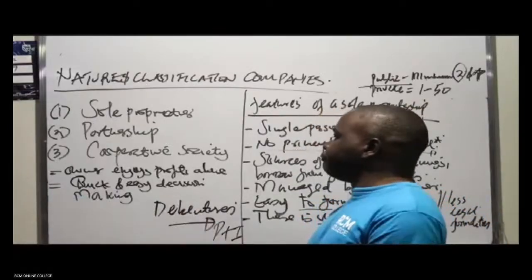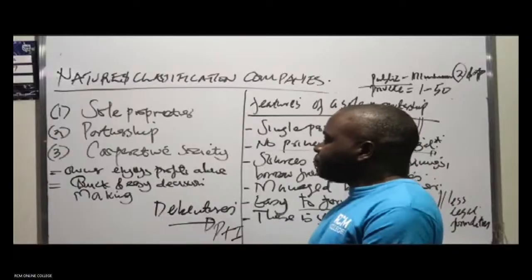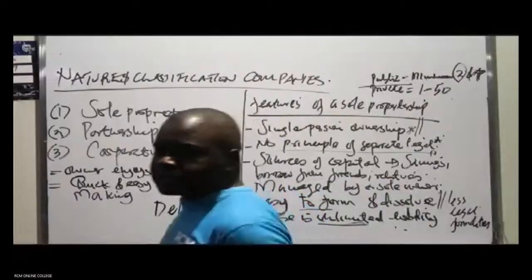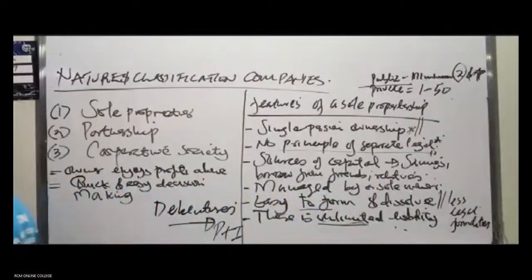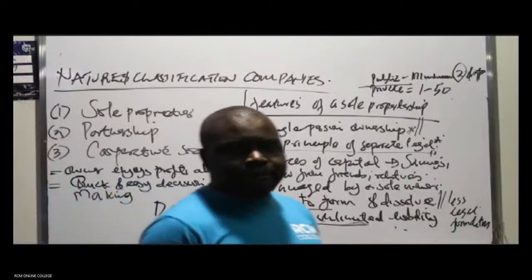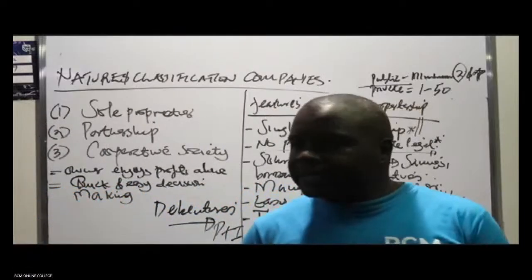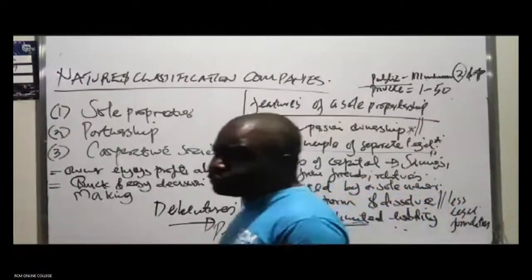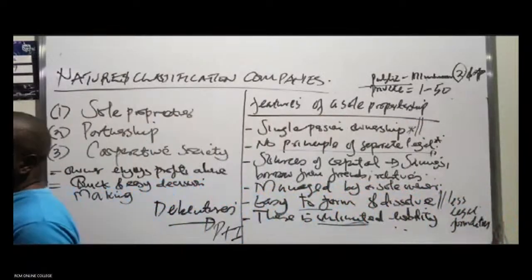Decisions. It is quick and easy to make decisions because you are the sole owner. You don't have to consult anyone. But in a company, before you make a decision, members of the company at least have to convene at a general meeting to decide and pass a resolution.